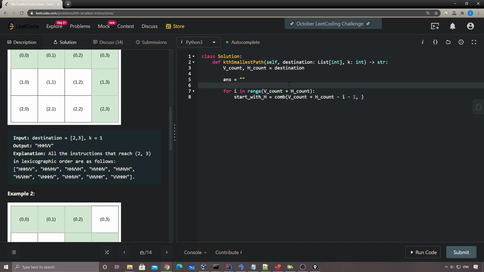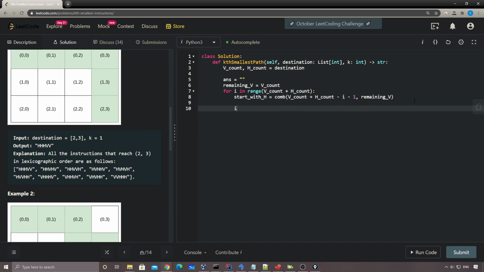So I'm also going to define another one here, like remaining V. Okay, so at the beginning we have a V count, right? We have a remaining V here, and this is the combinations that start with H.